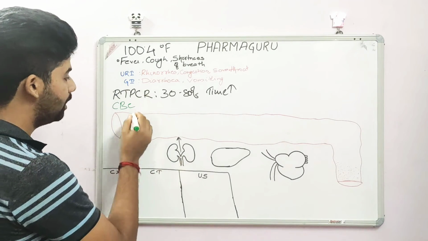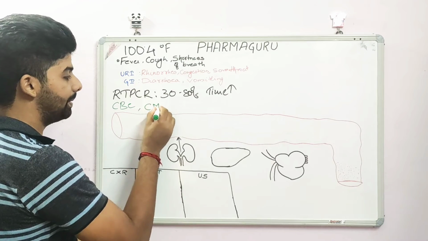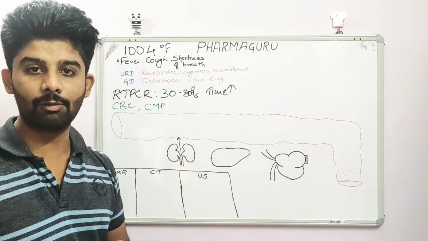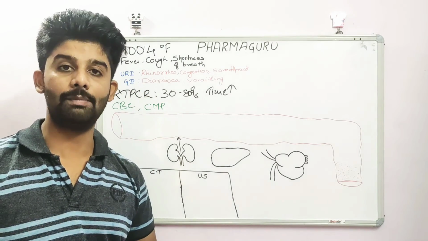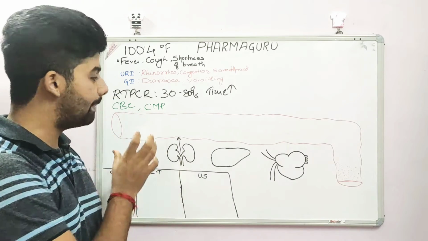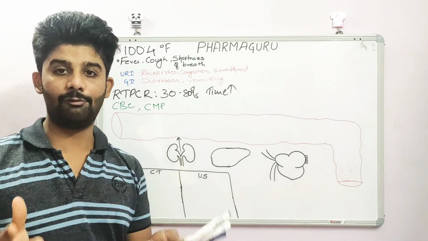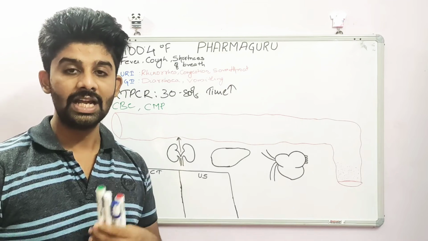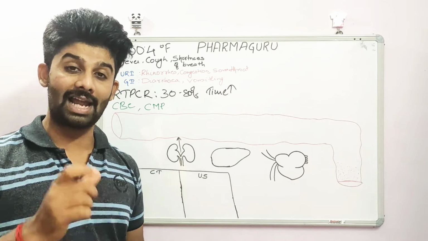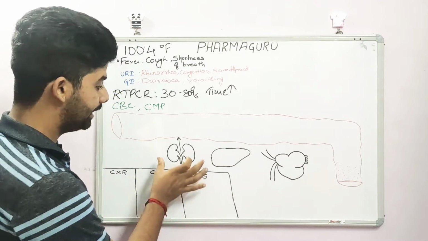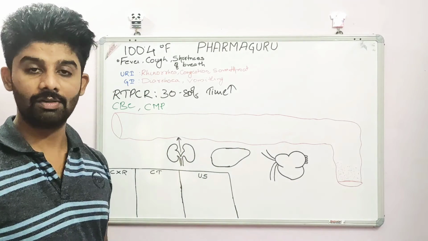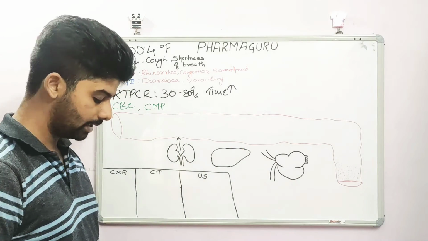Along with CBC, we will also carry out CMP. Now what does CMP stand for? CMP stands for Comprehensive Metabolic Panel. Using CMP, we can identify information about the patient's fluid balance, electrolytes, sodium and potassium levels, along with how well the kidney and the liver are functioning. We can understand that.